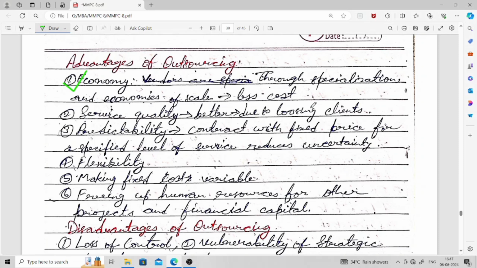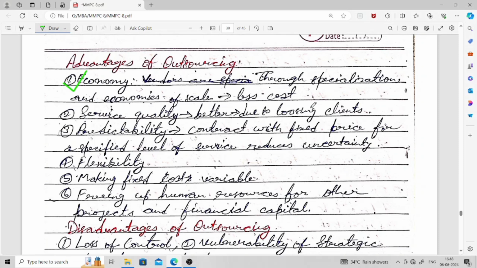So that's why they develop a huge potential for working on information system for different organizations. So there is specialization, and economies of scale also, because at a larger scale they are providing support to other organizations in this field. So due to these two reasons, through specialization and economies of scale, there will be less cost. That is the first advantage.